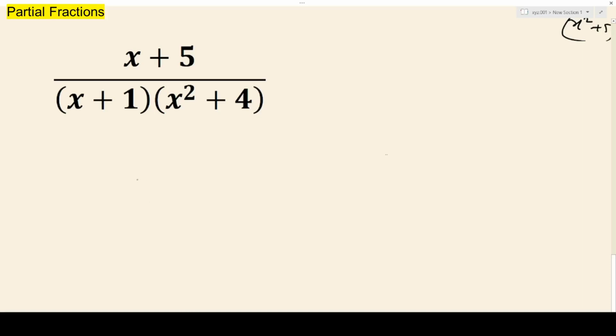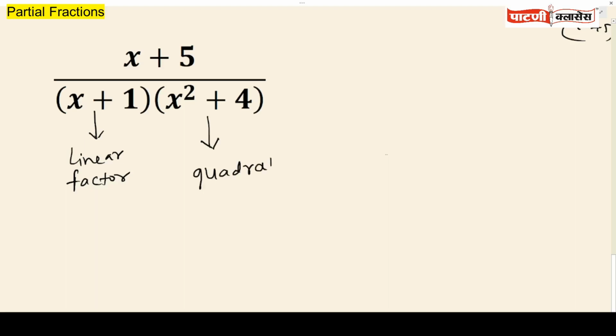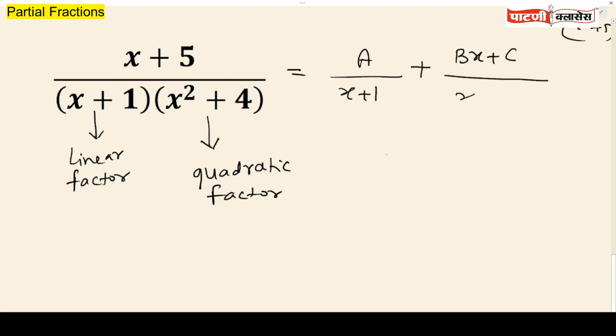Before proceeding further, I want to repeat here. In the first bracket we got x plus 1, and in the second bracket I got x square plus 4. The first bracket is nothing but a linear factor, and the second bracket is a quadratic factor. For a linear factor, we simply write A upon x plus 1, and for a quadratic factor we write two constants, that is B and C. Bx plus C will come upon the quadratic factor.